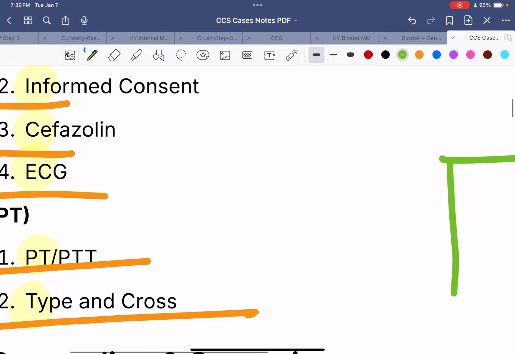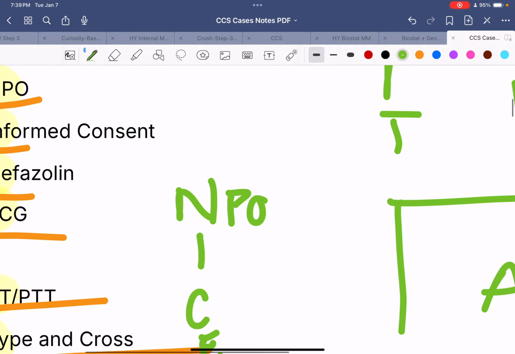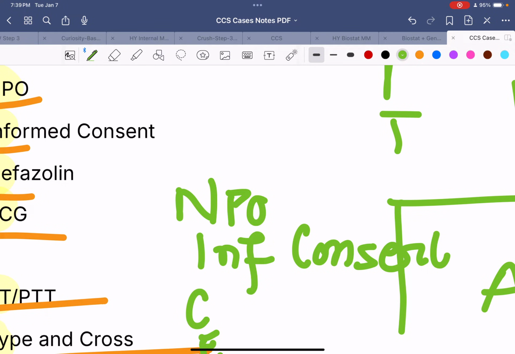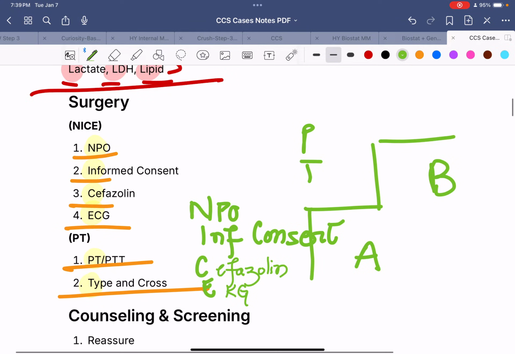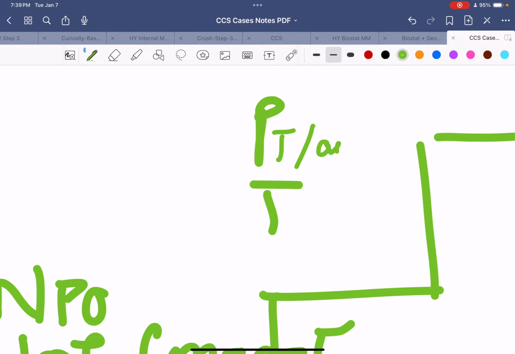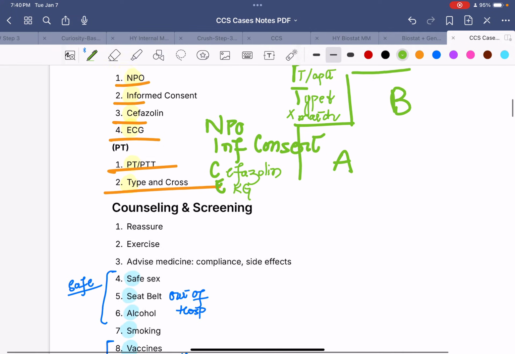Let's quickly review them. Step number 1 is NICE, and step number 2 is PT, in which the N stands for NPO, I stands for informed consent, the C stands for pre-operating antibiotics such as cefazolin, E stands for EKG, and then we have P for PT, APTT, and T for blood typing and cross match. That makes our surgery orders complete. So whenever the patient is undergoing surgery, we are going to order all of these.